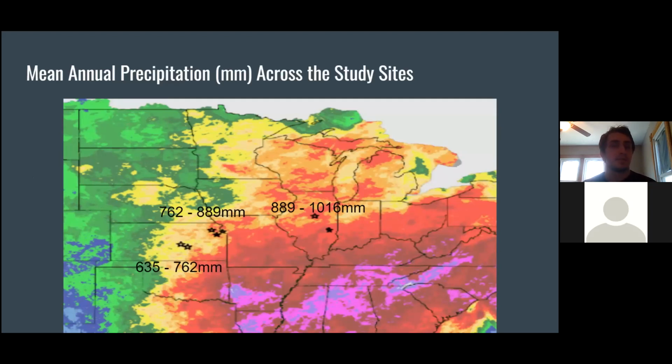Here's a map showing the precipitation gradient of the sites. In the east, we have Illinois State and Eastern Illinois University, which receive anywhere from 800 to 1,000 millimeters of precipitation a year. In Northeast Kansas, we have Baker, KU, and Johnson County Community College, which receive mid-700s to closer to 900 millimeters of precipitation a year. Whereas in Central Kansas, with us and McPherson College, we just receive around 600 to mid-700s.